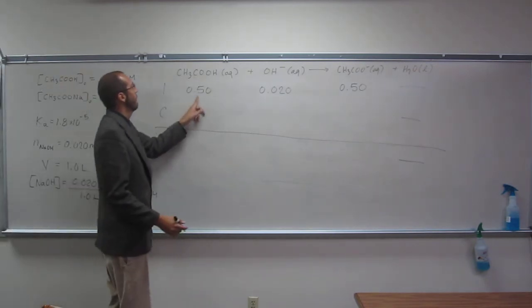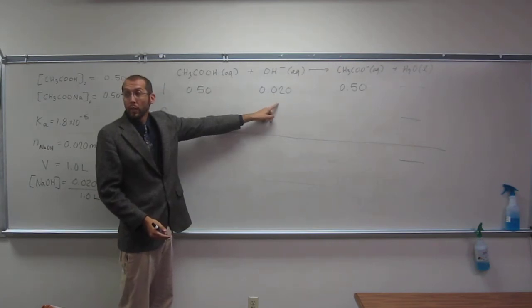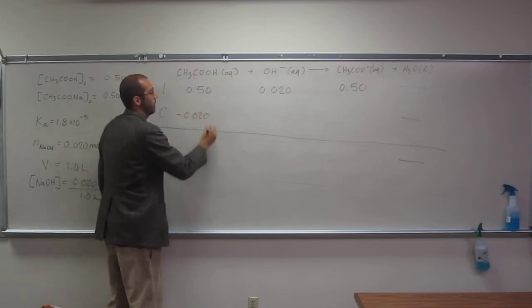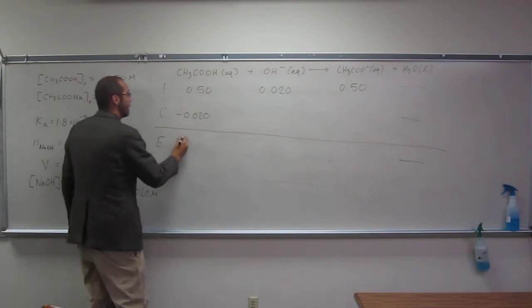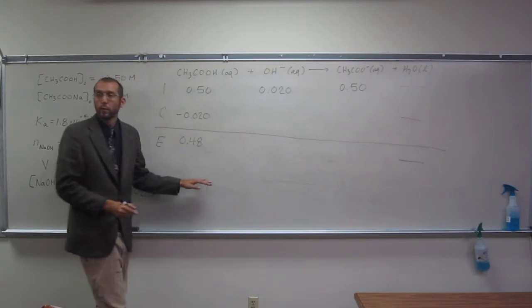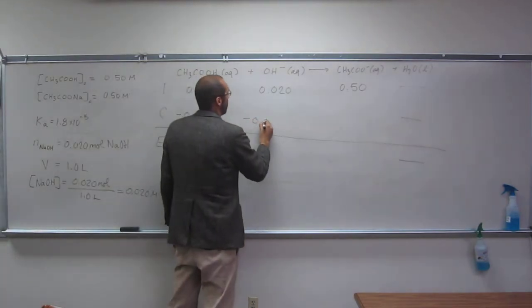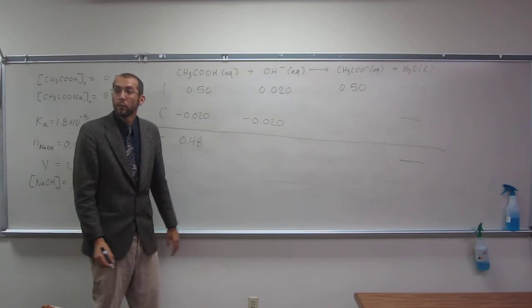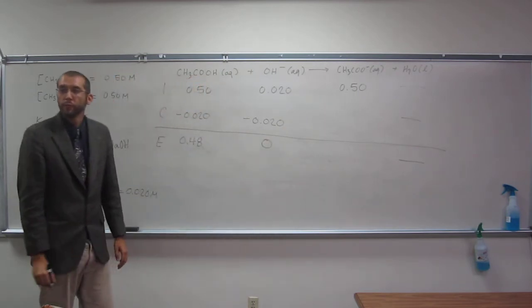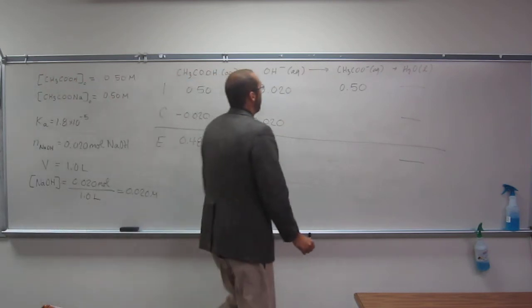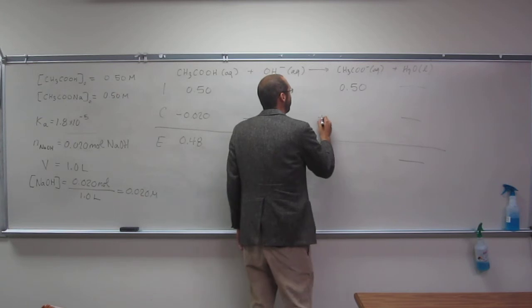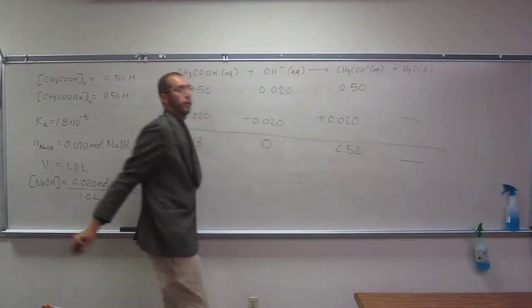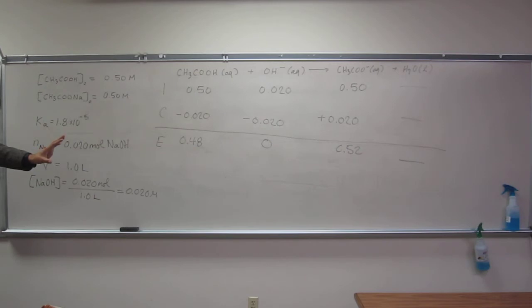So, what happens when I react this with this? This reacts completely, right? Everybody understand that? So I'm going to have to subtract 0.020 from that. When I do that, I get 0.48 moles. I'm also going to have to subtract 0.020 from the hydroxide, because once you react that with that, that subtracts. It's going to give me zero. Make sense? What am I going to do here? Add. Very good. So what am I going to get down here? 0.52. Can everybody do that portion?